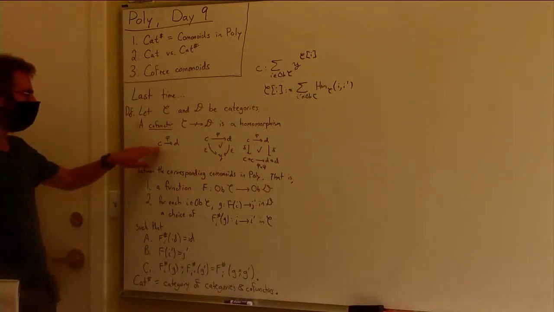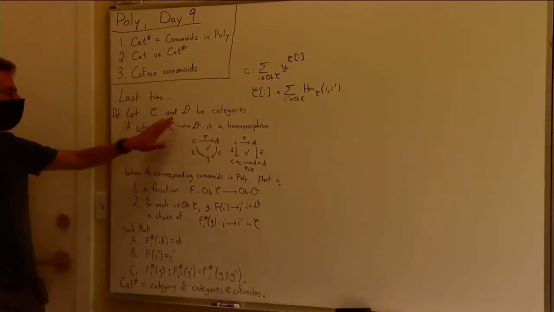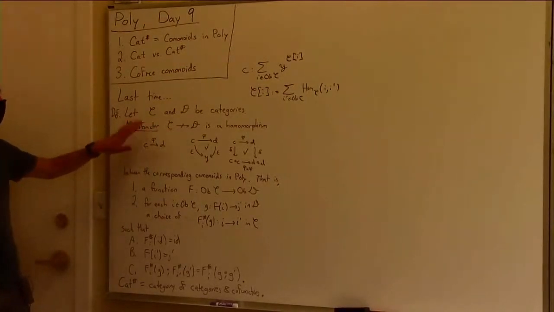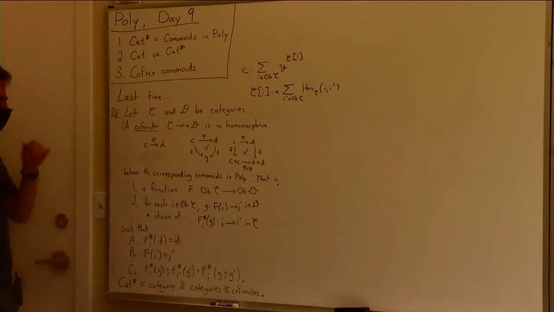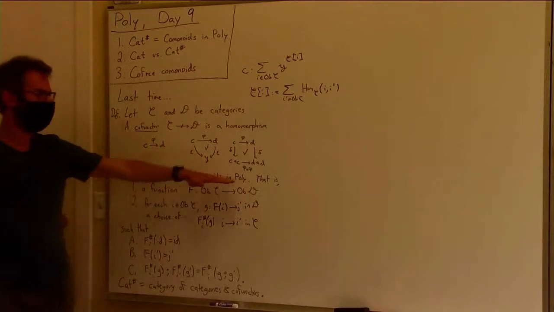This is saying that for every object of C, I get an object of D, and for every map out of that object in D, I get a map out of that object in C. I've just taken this definition of homomorphism between comonoids and written it for categories.